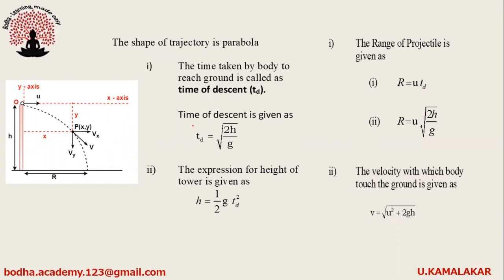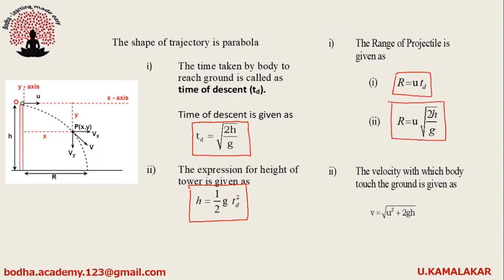The time of descent is given as Td = under root 2h by g. The expression for height of tower is given as h = half g Td square. The range of projectile is given as R = u into Td. It's also given as R = u into under root 2h by g. The velocity with which body touches the ground is given as v = square root of u square plus 2gh.